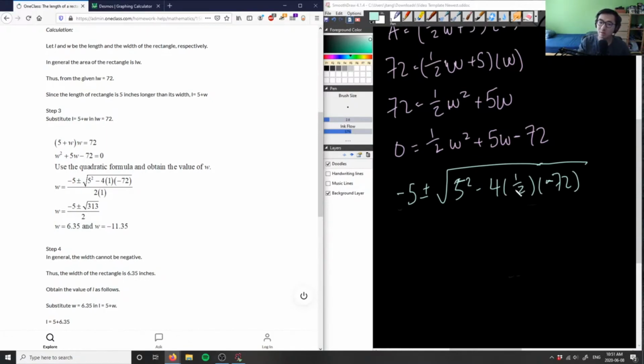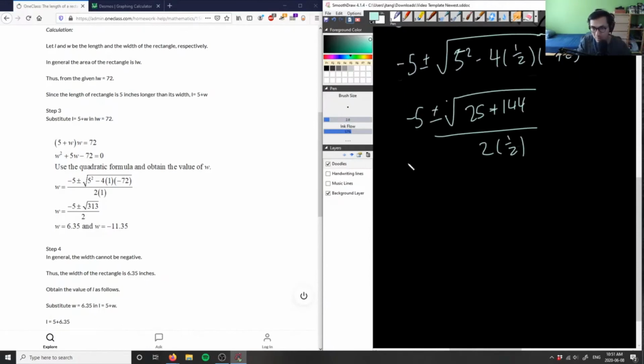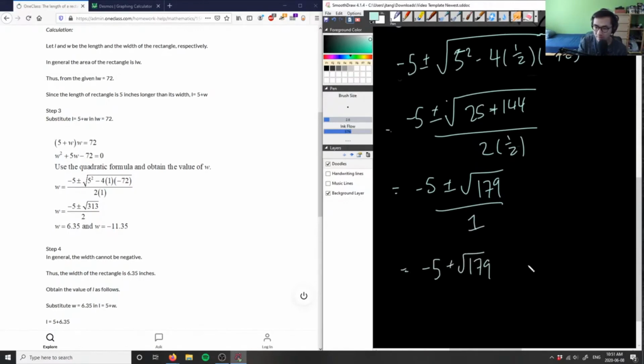I'm just trying to figure out how to get rid of this imaginary square root, because I'm going to have negative 5 plus or minus the square root of 25 minus 144, I believe. Oh no, this is negative 72. I forgot to put the minus here. So this is actually going to be plus 144, times 2 times half. I forgot the negative sign. So this is going to equal negative 5 plus or minus the square root of 25 plus 144, which is 179. 2 times half is simply 1. So I have negative 5 plus root 179, or negative 5 minus root 179.